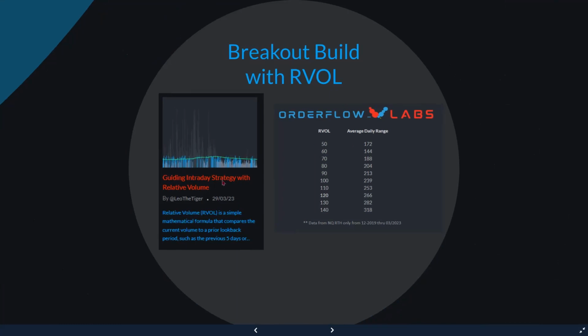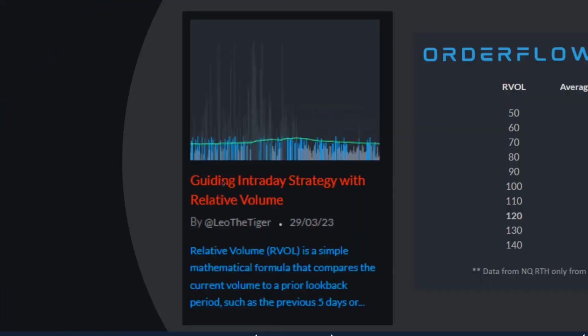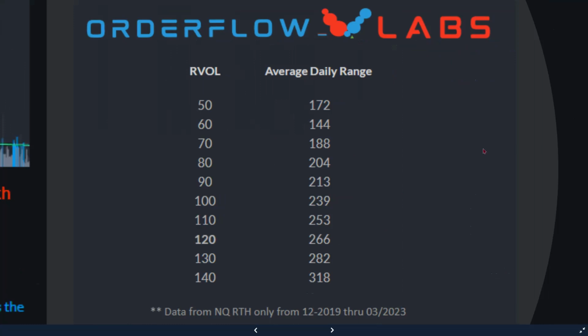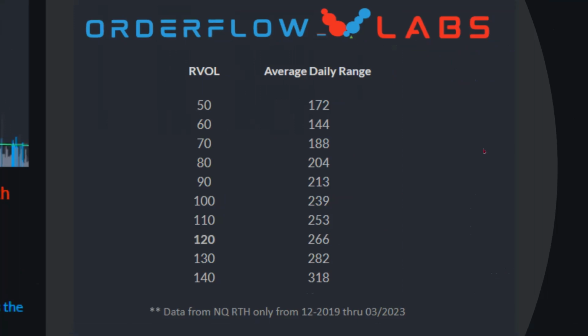Breakout build with RVol. If you haven't checked out the RVol blog on the website, please do. Guiding intraday strength with relative volume. And there's a lot of different takeaways in that. Instead of diving down through that, because that's not specifically volume profile for this, I want to make it very clear that we talked about ranges, and those ranges can go a bit further than we expect sometimes.